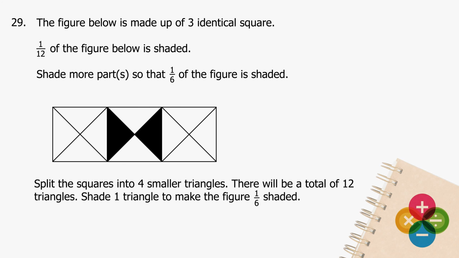You will need to split the 2 squares into 4 smaller triangles per square. There will be a total of 12 identical triangles. To make the figure 1/6 shaded, you will need to shade 1 triangle to make 2 shaded triangles.